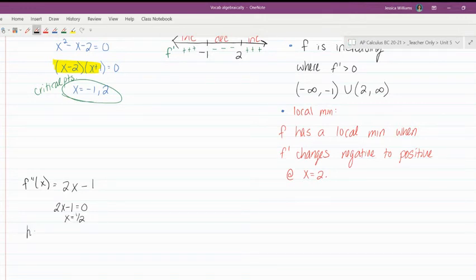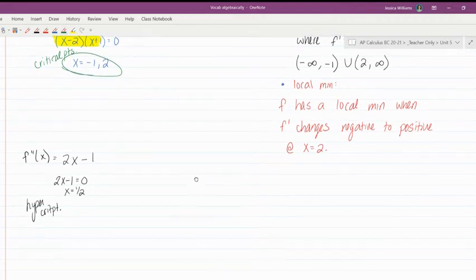And if you remember, that's called a hypercritical point. And that's the number I'm going to use on a number line again. So 1/2. This time, when I go analyze my second derivative values, and I pick a number that's less than 1/2, like 0, I get a negative here. And then I pick a number that's bigger than 1/2, like 82, I get a positive here.